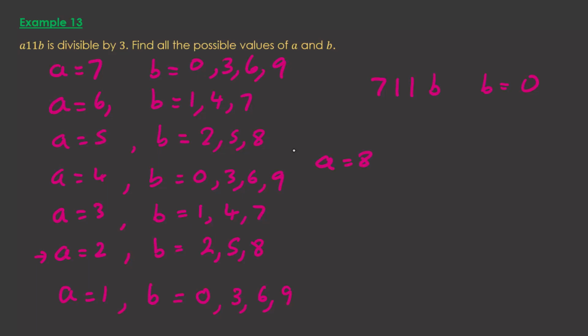If A is equal to 8, it should be clear by now that B could be 2, 5, or 8. And if A is equal to 9, B is equal to 1, 4, or 7. Clearly A can't be 10, it's a single digit, and it can't be 0 because it's a 4-digit number, and so we can't have A as 0.